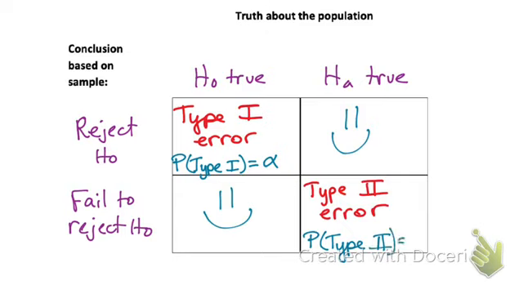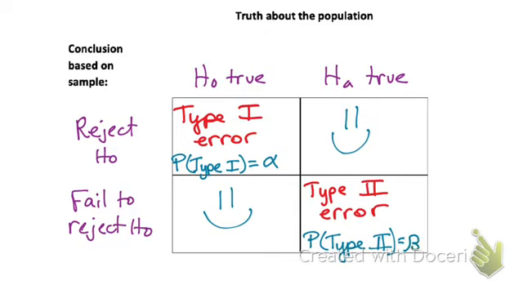Anybody want to guess what it equals? You would think it's 1 minus alpha, but it's not. It's not alpha minus 1. It's not 0. It's not 1. It is beta.